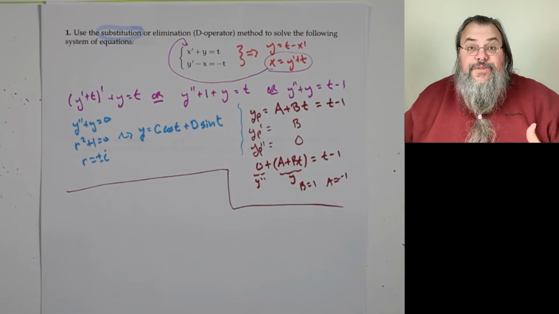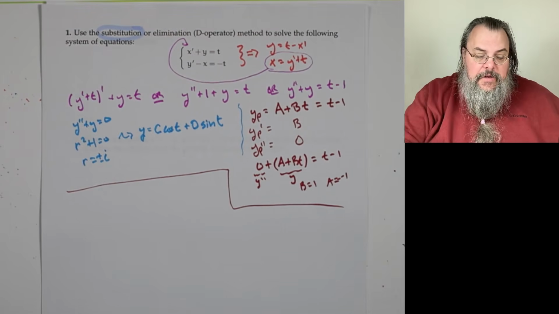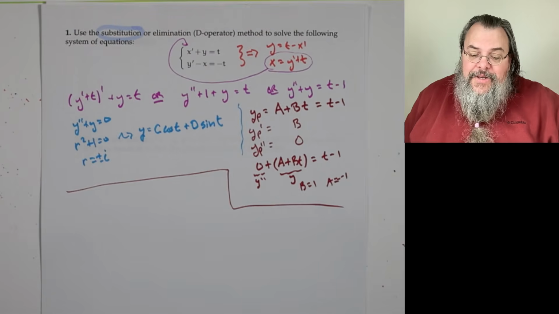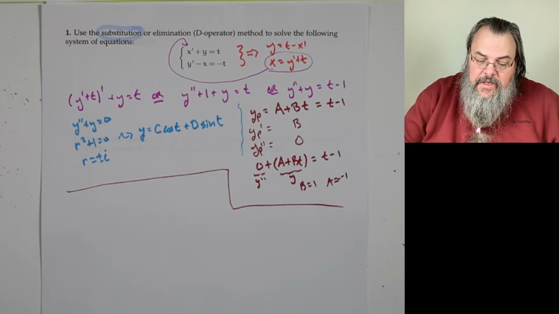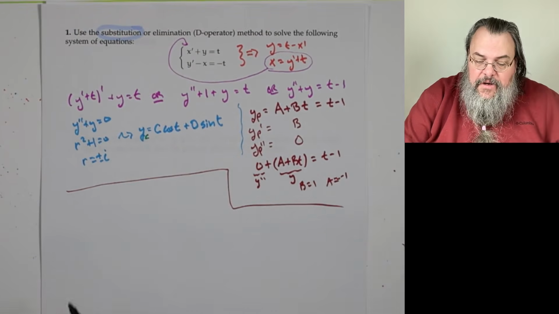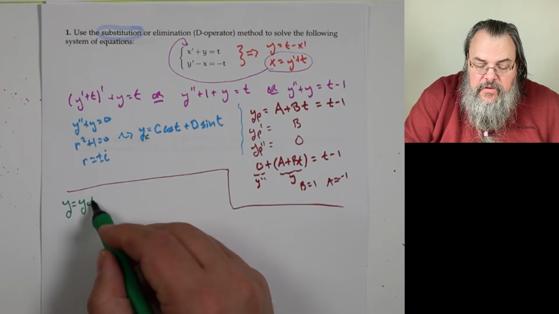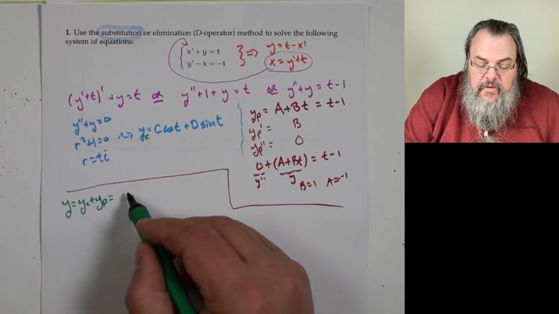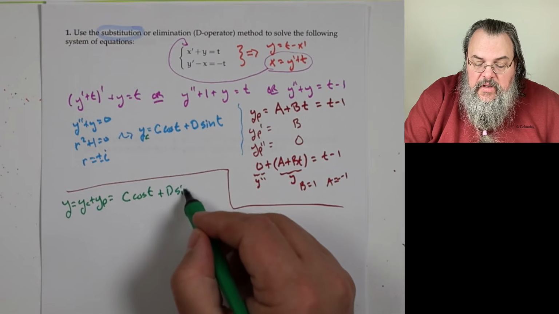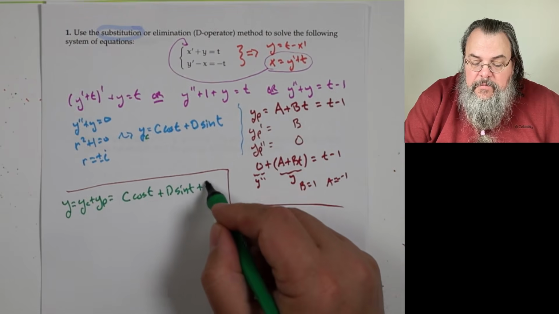We reduced to one differential equation for y. We solved that for the homogeneous part and the non-homogeneous part. Now we can put it all together. I should have labeled this, by the way, as yc, the complementary part, or the solution to the homogeneous part. So y, which is the sum of these two, becomes c cosine t plus d sine t plus, up here, t minus 1.